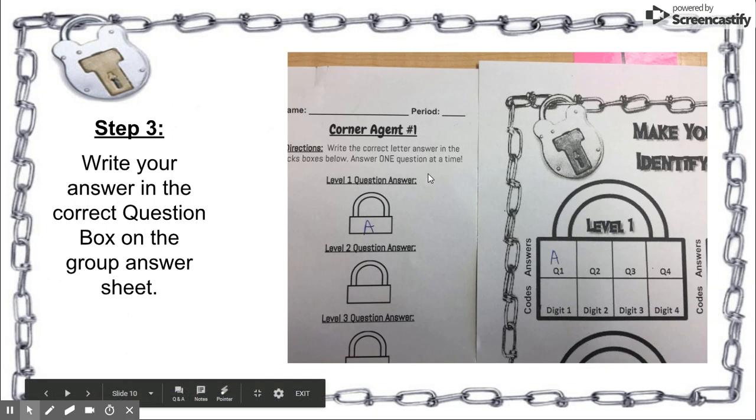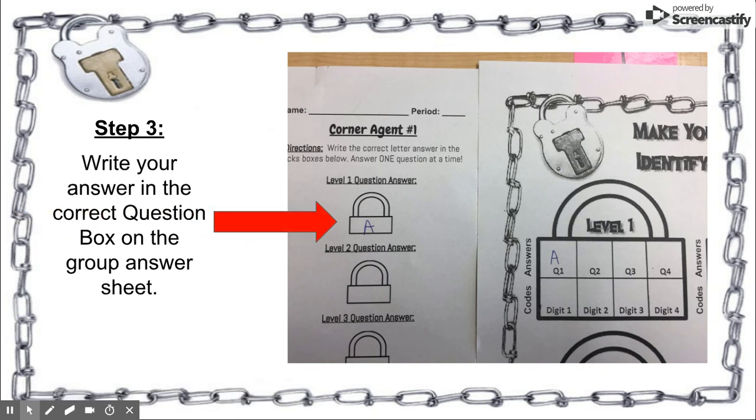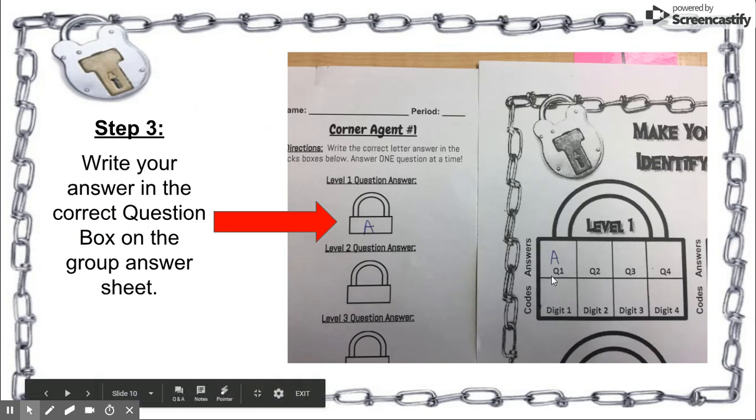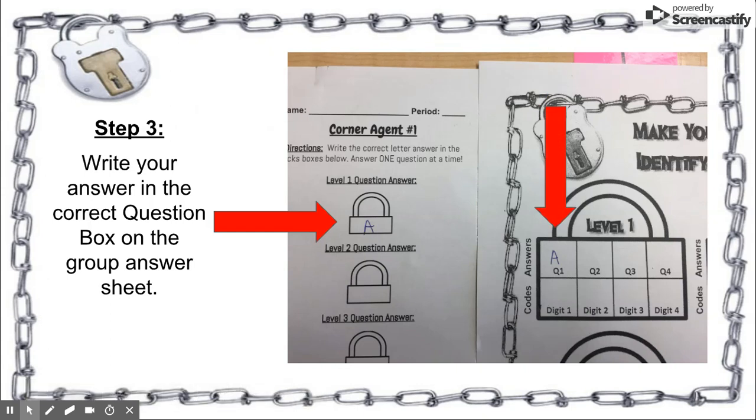If this is my answer sheet and my answer to question 1 or level 1 was A, then I'm going to come over to my group answer sheet, and I will find question 1 under level 1. So we can see here Q1, level 1, and I'm going to write the answer that I got there. And then I would pass the group sheet on to the next person, whoever was responsible for question 2, that'll be corner agent 2, to write their answer, and we'll get all the letters filled in.